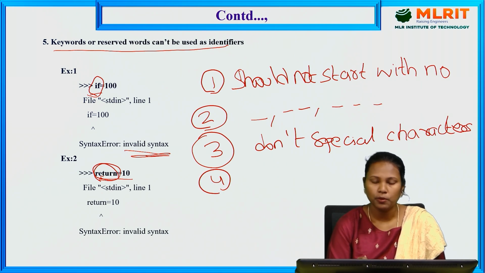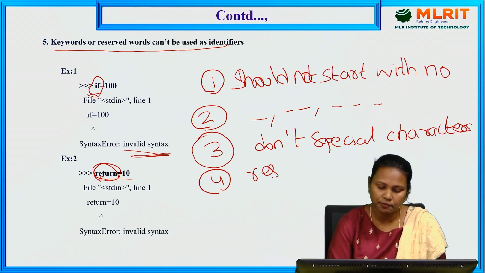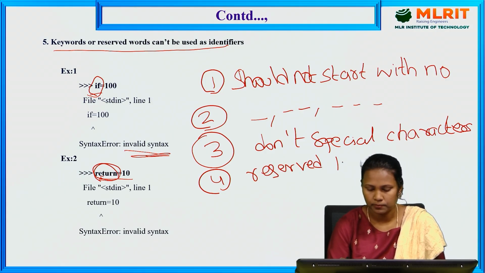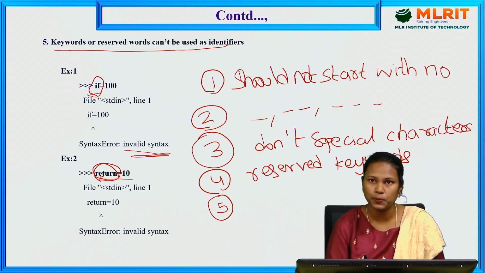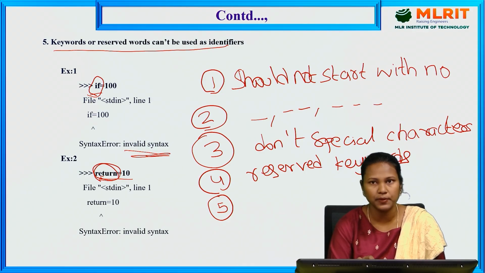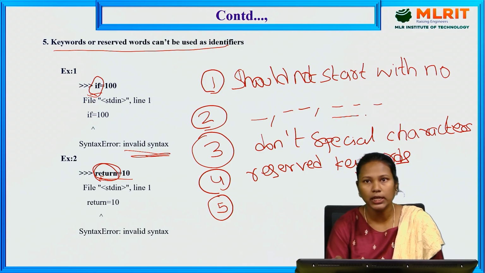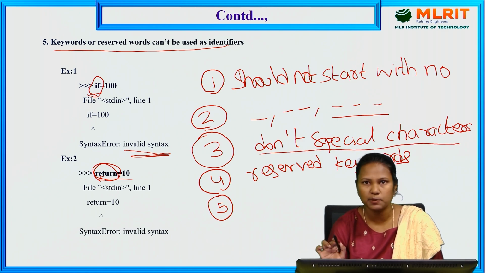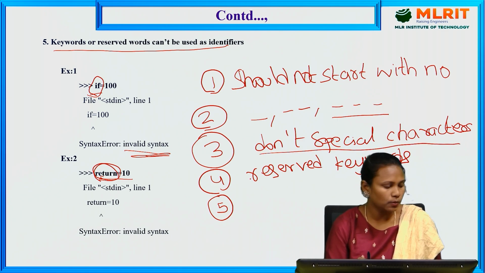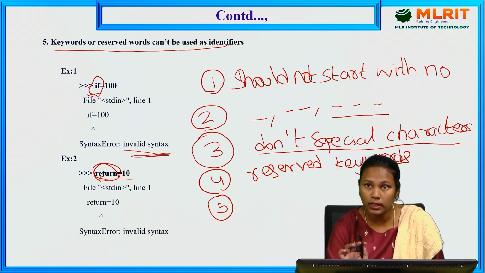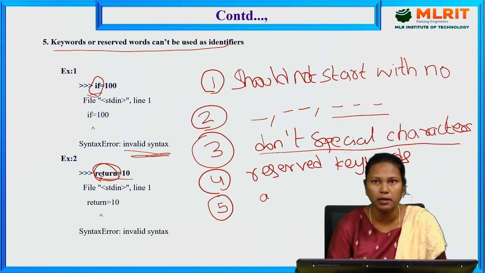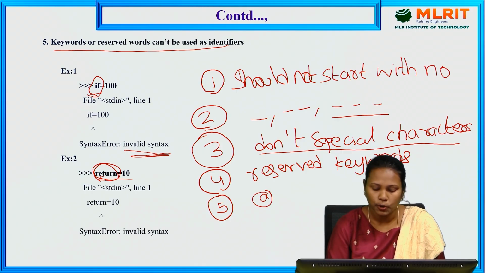The fourth is we can't use the reserved keywords for defining the identifier. So it should start with either a capital letter or small letter, or with an underscore, double underscore or triple underscore, and don't use special characters. The next one is we can't use the reserved keywords, and Python is also a case sensitive language. Depending on that only we have to use it. If you give the small a, you have to use this identifier only. Don't use the capital A.